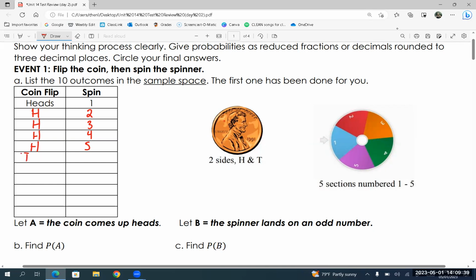So for tails, we could flip and get tails, and then we could spin a 1. We could get tails again, spin and get a 2. Sorry, the battery is dying. Tails and get a 3, tails and get a 4, tails and get a, oh, there's an extra spot, that's why I'm throwing off, tails and get a 5. So that's our entire sample space. So this one does not need to be filled in.